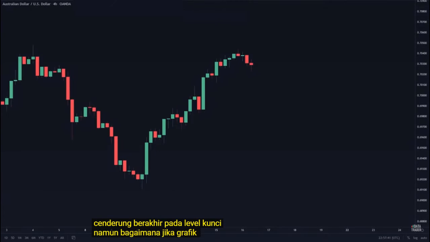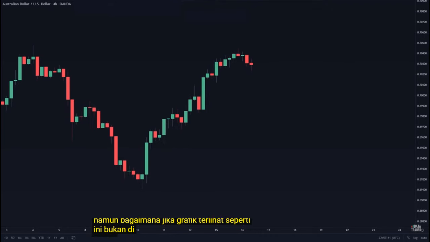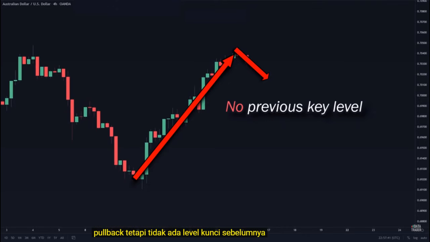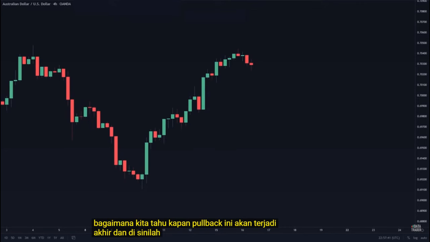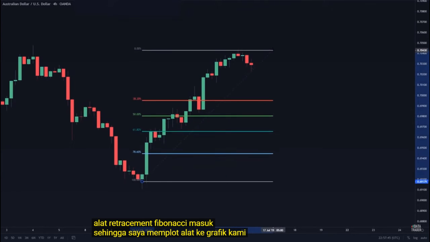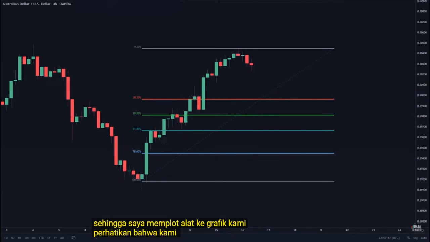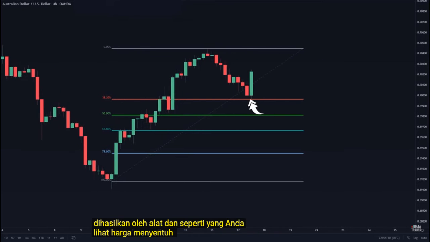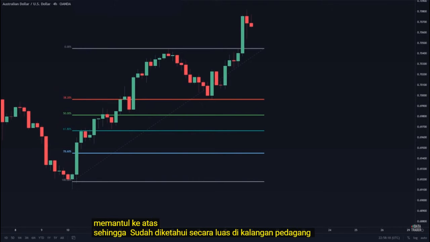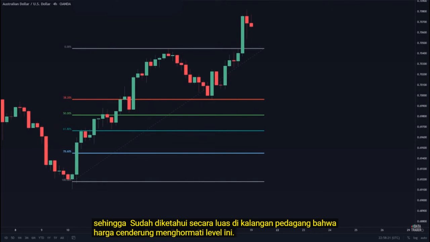However, what if the chart looks like this instead, where the price went up and made a pullback, but there are no previous key levels? How do we know when this pullback will end? This is where the Fibonacci retracement tool comes in. As I plot the tool onto our chart, notice that we now have these Fibonacci-based key levels generated by the tool. And as you can see, the price hits one of the levels and bounced upwards. So it's widely known among traders that price tends to respect these levels.